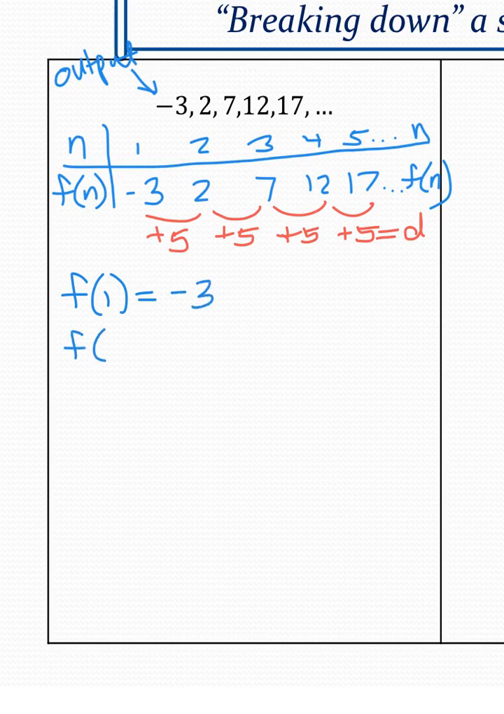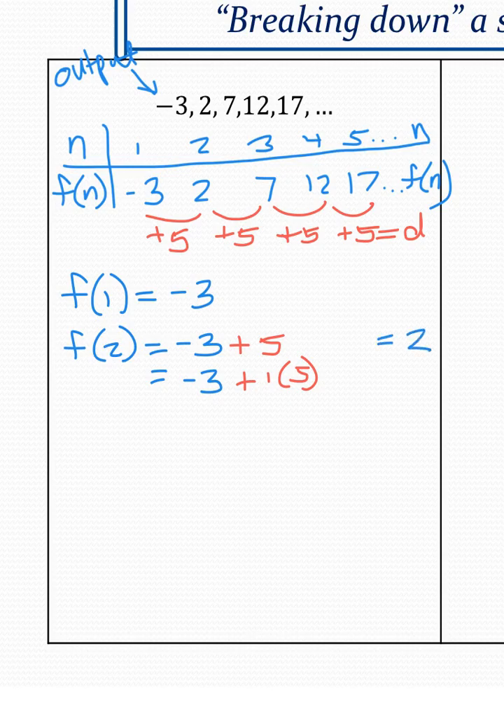f of 2: we start with -3, and then we're adding 5. I'll write, we're adding 5, and then below this, equals -3 plus 1 times 5. You'll see why in a minute. And that output is 2.